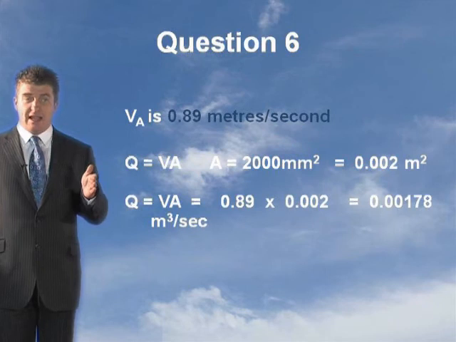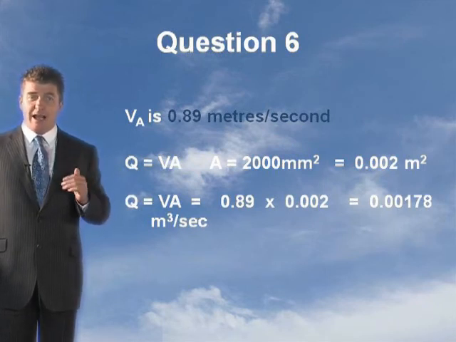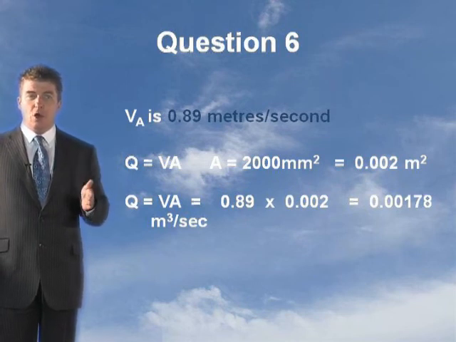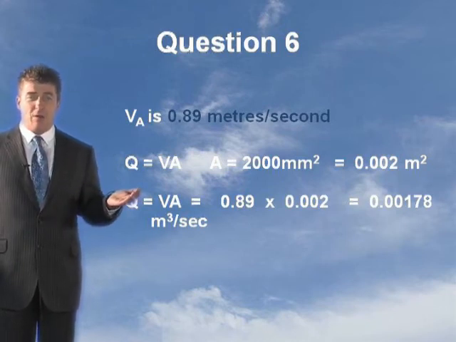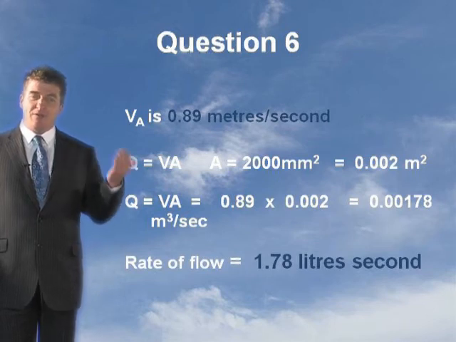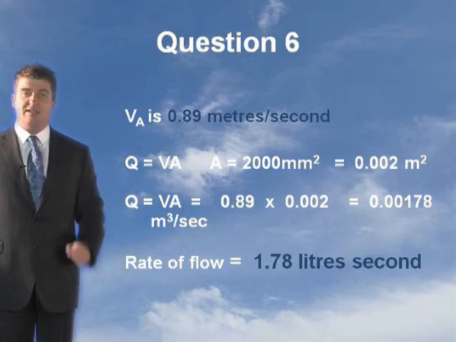Therefore, Q equals VA times A. You know your V, which is 0.89, times that by 0.002 gives you 0.00178 metres cubed per second. That comes out at approximately 1.78 litres a second. So that is the flow. 0.00178 metres cubed a second is 1.78 litres a second. That's how you work out these sort of problems.